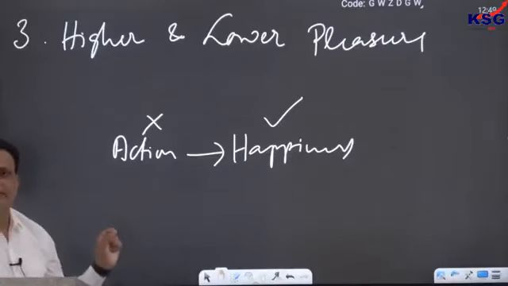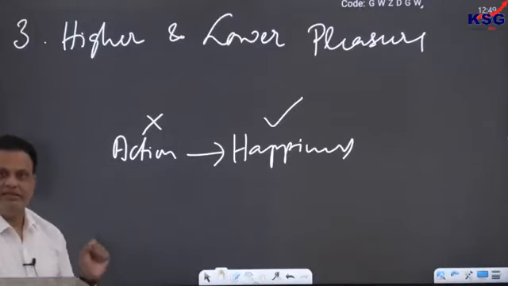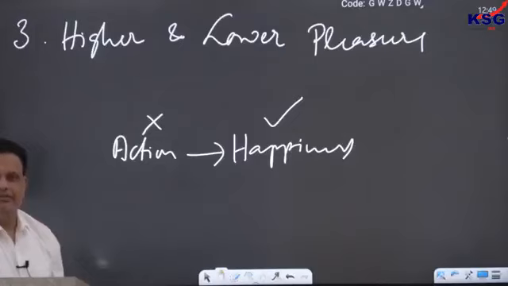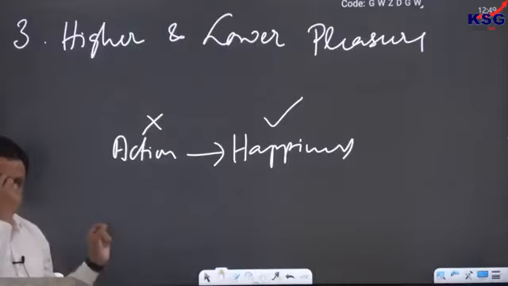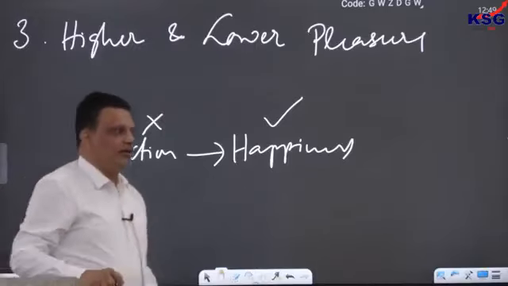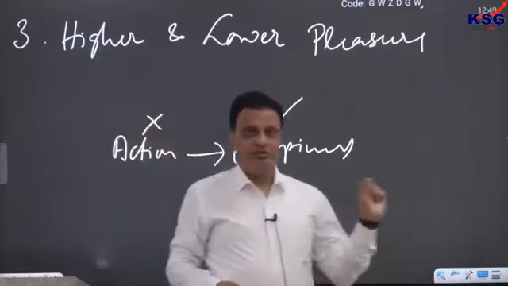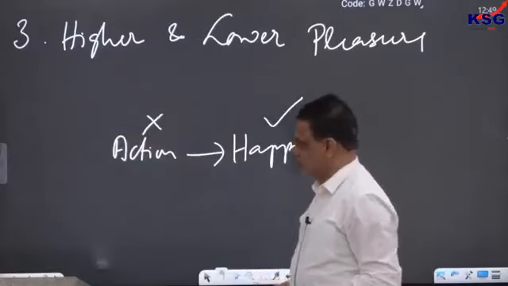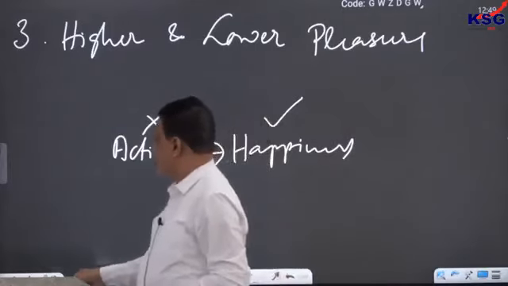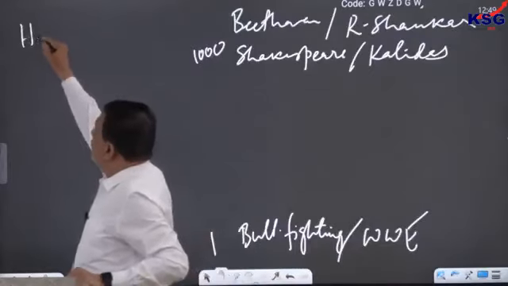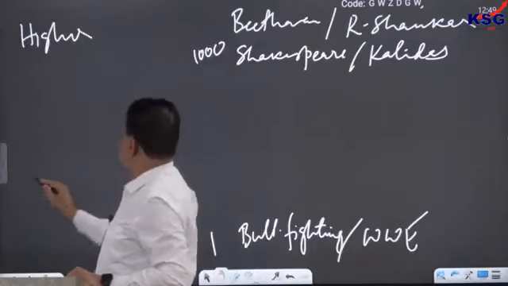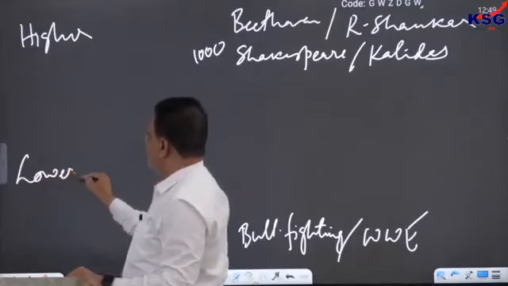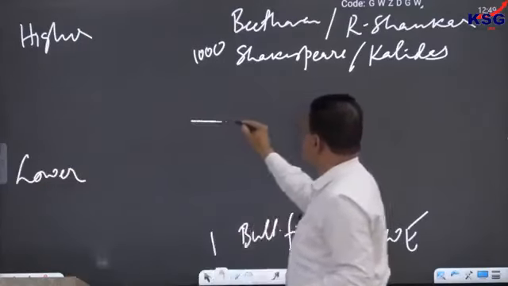Which are qualitatively different from each other, and thus they cannot be compared. So this is what he will say. Now Mill is saying here that there are two types of happiness, not only one happiness that Bentham talked about. So there are two types of happiness which he called the higher pleasure and the lower pleasure. And he said that the higher pleasure and lower pleasure are different from each other.